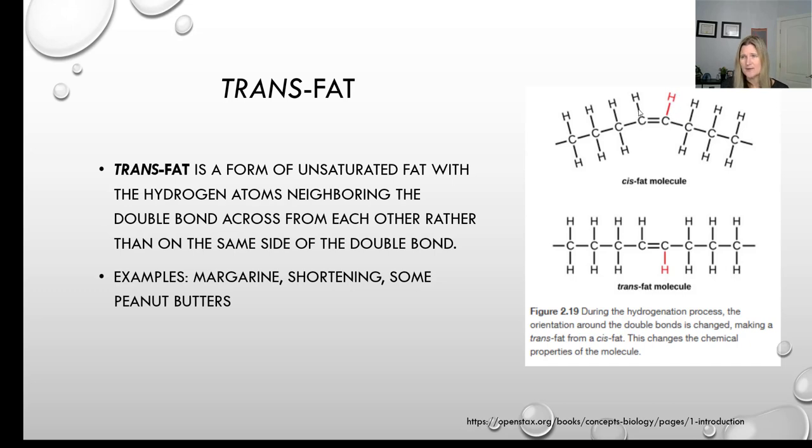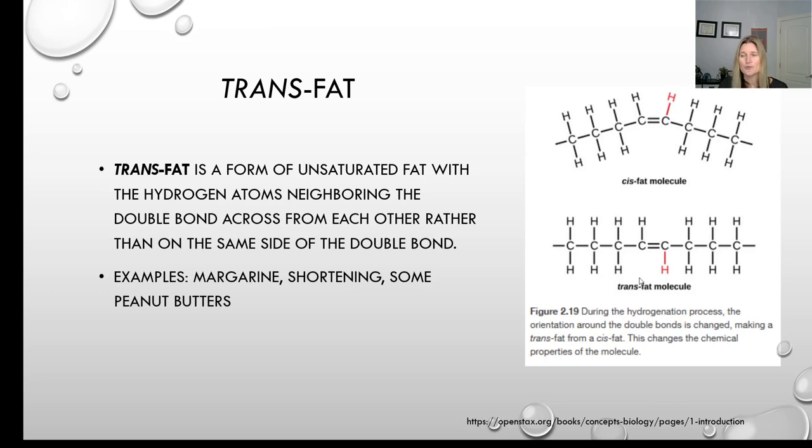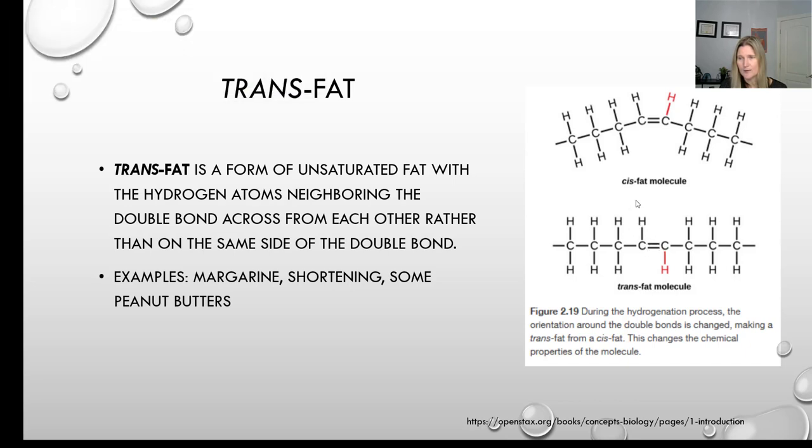They're on the same side. Okay, so they're both together on the same side. So cis thinks same side. Trans think opposite sides. So the only thing here is that we still have that double bond, but look at the placement of the H's. They're on opposite sides. So a trans fat molecule is chemically different.